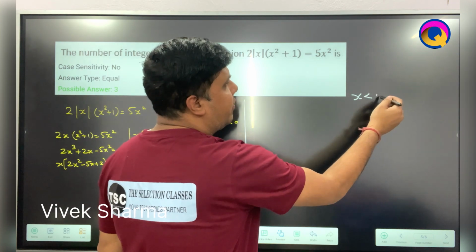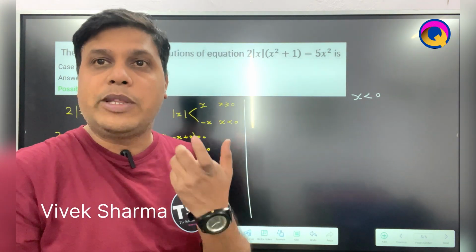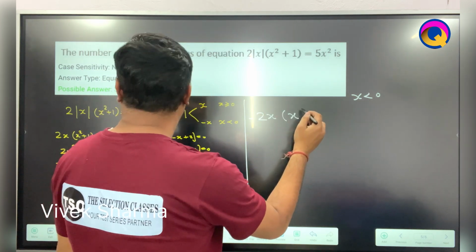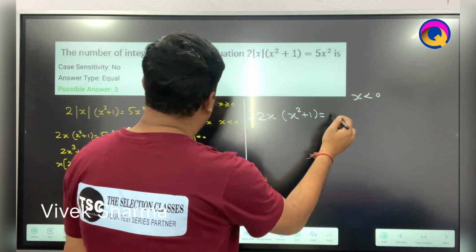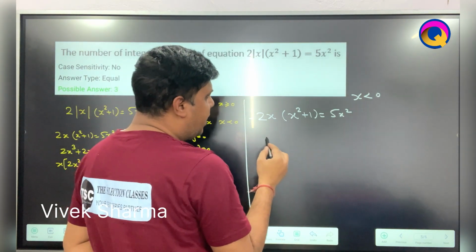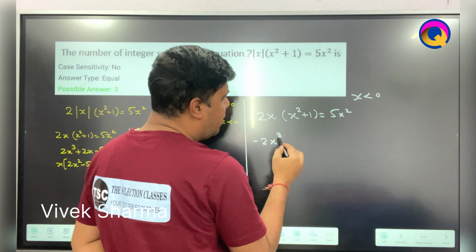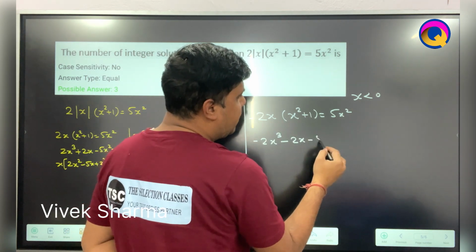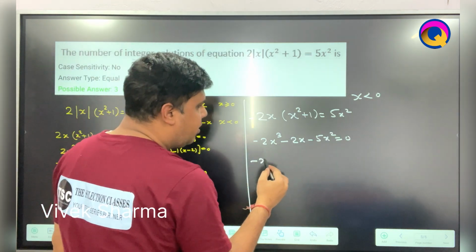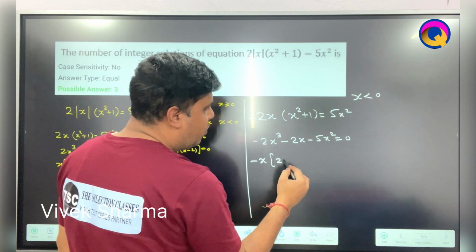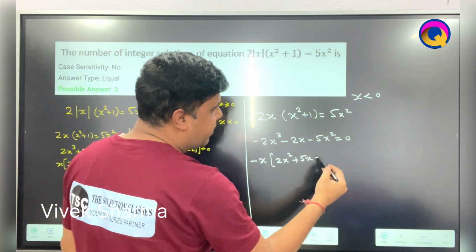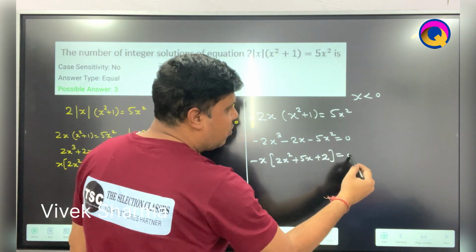When x is negative, what would be the consequences? I will be writing twice of minus x, then x square plus 1 equals 5x square. This time I will be multiplying once again. So we are left with minus 2x cube minus 2x minus 5x square equals 0. Taking minus x common, we are left with 2x square plus 5x plus 2 equals 0.